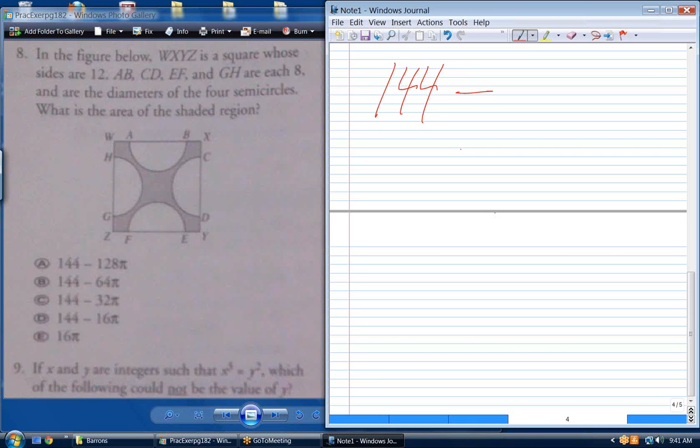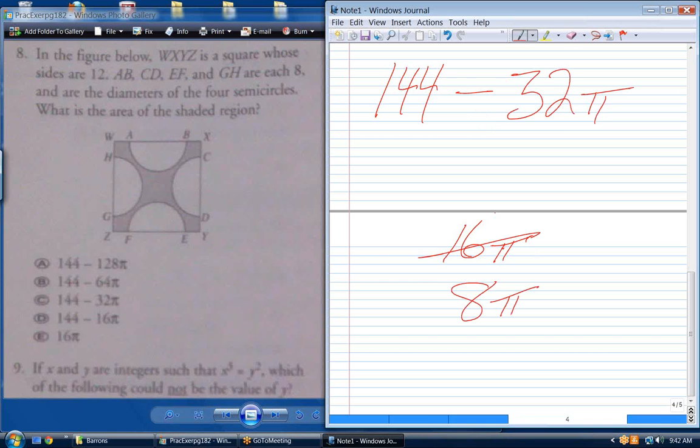Okay, I'm looking for the area of each semicircle. Well, the area of each of those is going to be 16 pi. Okay, be careful. They're semicircles. Right. So the radius is 4, so it's 16 pi for the whole circle, but the semicircles are each 8 pi because they're half of that. Right. And then there's 4 of them.